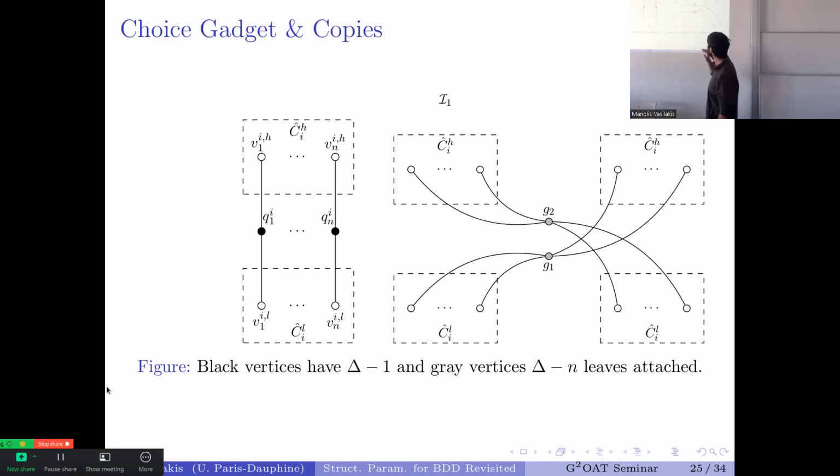And this is how a copy gadget looks. We have two choice gadgets, and we add two vertices and connect them this way. If the choices are consistent between the two occurrences of the choice gadget, then the degree of g1 and g2 is delta. Otherwise, at least one of them has degree over delta. So in an optimal solution, we have to delete something extra. This is the idea.